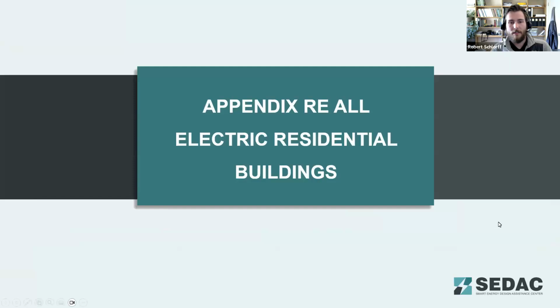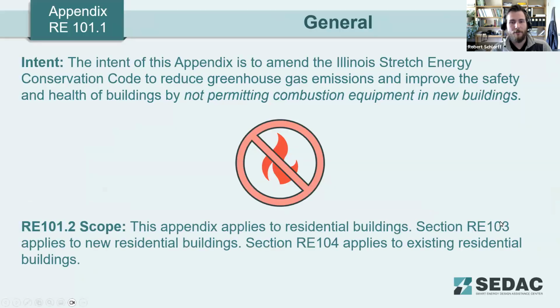Okay, we've got a couple minutes here. I'm going to try to go through this really quickly just to get each of these slides onto the recording. This is the optional all-electric appendix that Ryan mentioned at the beginning. The idea behind this appendix is to push for electrification and decarbonization of buildings. So the goal is to go all electric and get rid of our combustion.